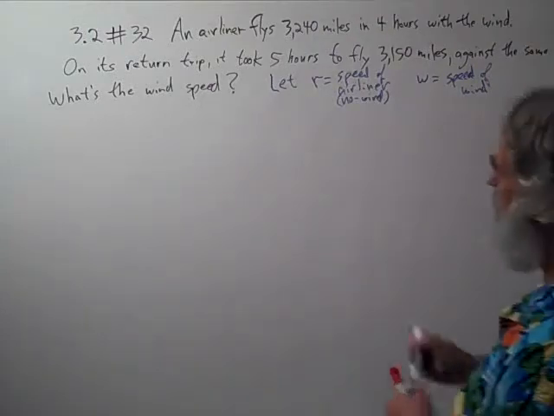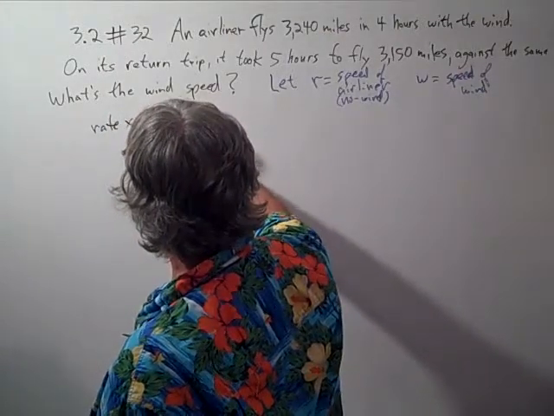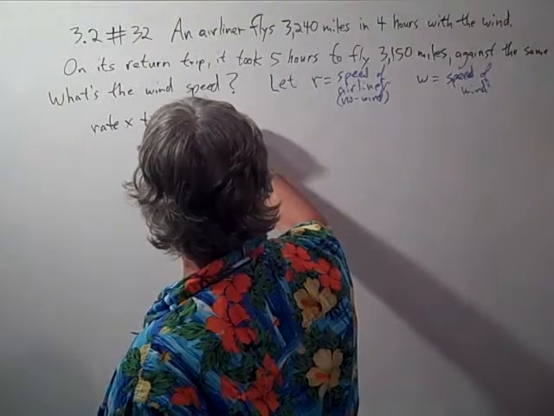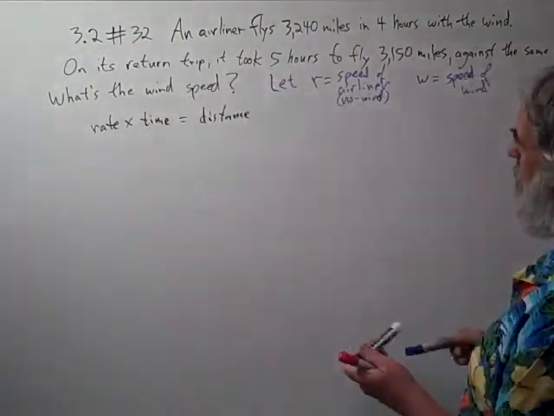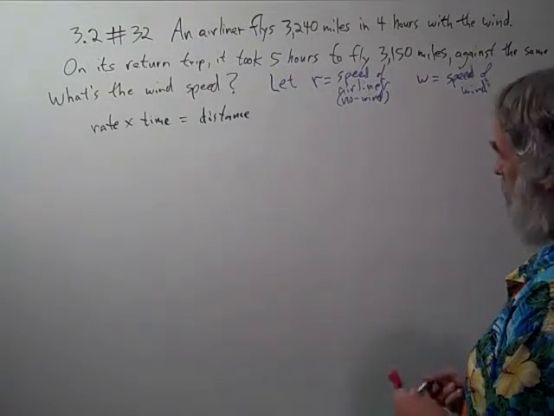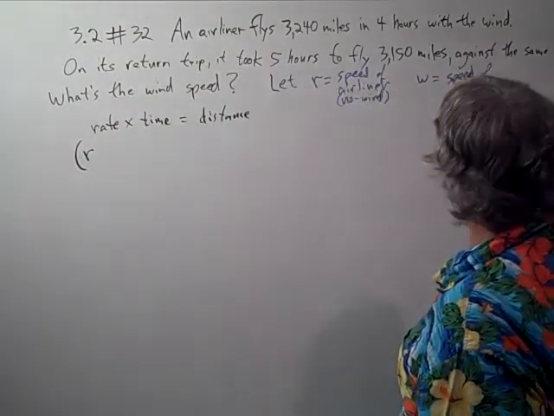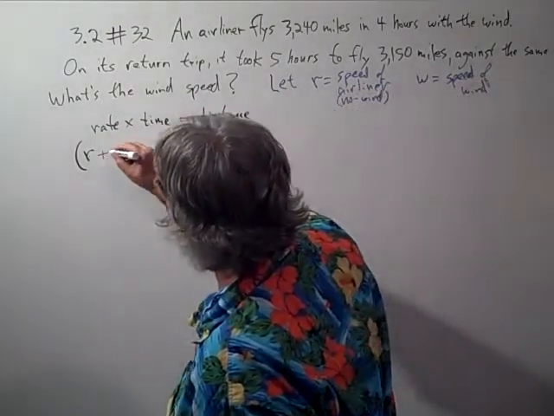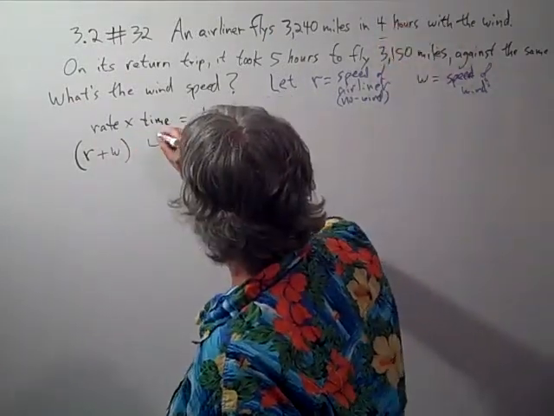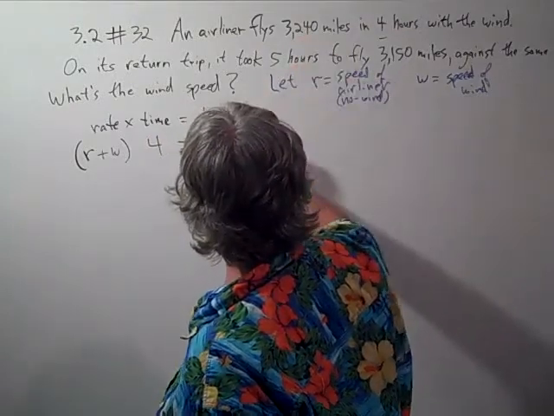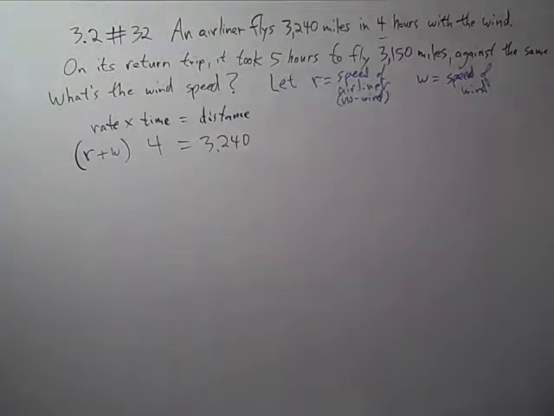Okay, we know that rate times time equals distance. And so the rate of the plane flying with the wind is the speed of the plane without any wind plus the speed of the wind. So that'll be R plus W. The time it took was 4 hours to go 3,240 miles. So there's our first equation.